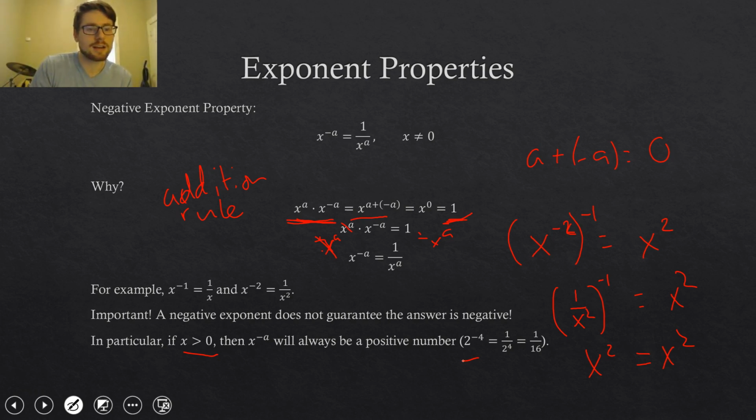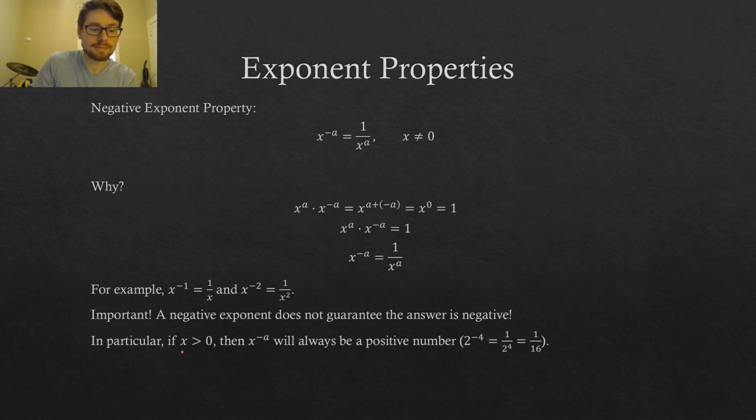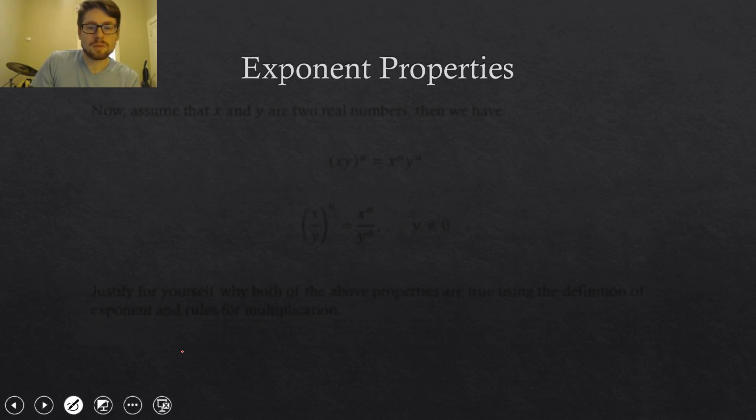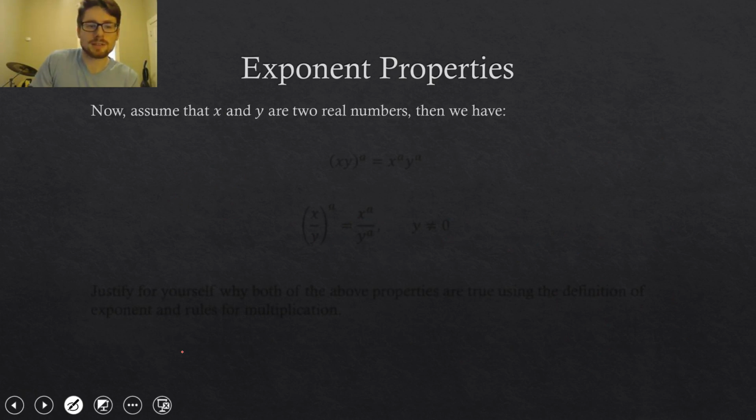And that's not a negative number, that's a positive number, okay? So this is always true if the base is positive. And if the base is negative, then it could be negative or it could be positive depending on whether a is an even or odd number. Okay. We'll do 1 or 2 more exponent properties and then we'll call it good for this lesson.